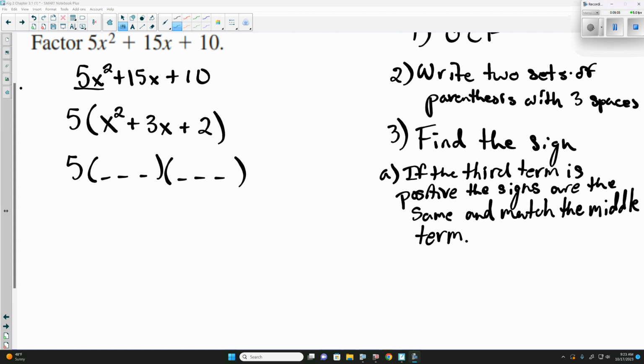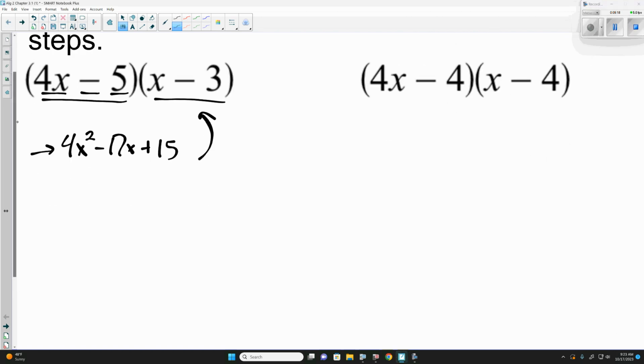Let's look back at this here. So the third step, find the sign. If the third term is positive, the signs are the same and match the sign of the middle term. And this is really coming from the fact that when we multiply these two here in the second spots together, because -5 times -3 is positive 15, yes? The only way we can get a positive number with multiplication is if the signs are the same.